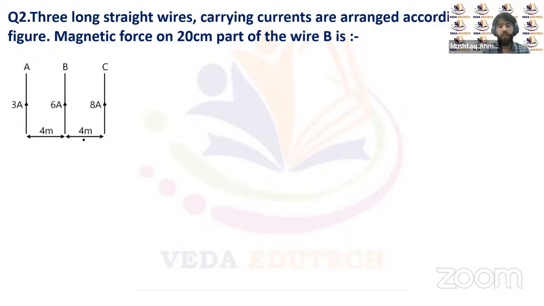Now we know that parallel currents will attract and anti-parallel currents will repel. The force on wire B because of wire C will be an attractive force, towards wire C, and the force because of wire A on wire B will be along this direction. It means the two forces will be opposite in direction. It means that this will be the net force acting on wire B.